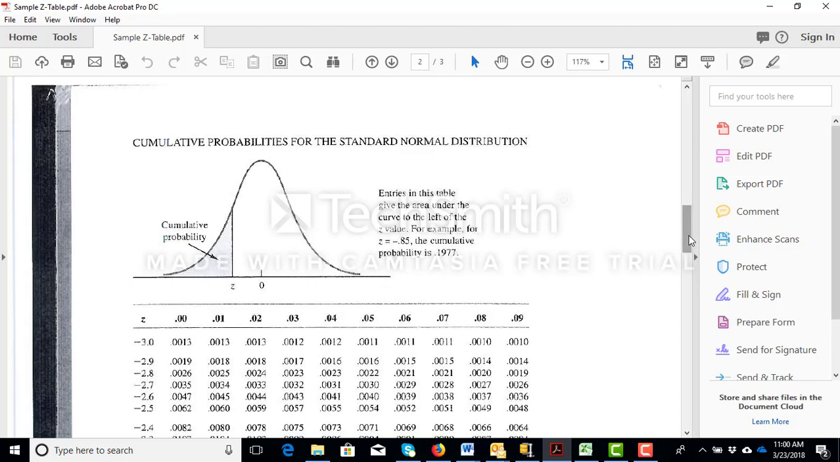In this case, the z-score is 2.8. And then we find out what is the probability connected with that z-score. Again, we look at this graph, and this note says entries in this table give the area under the curve to the left of the z-value. For example, a z of minus 0.85, the chance is 0.1977. Let's see if we can find that minus 0.85.